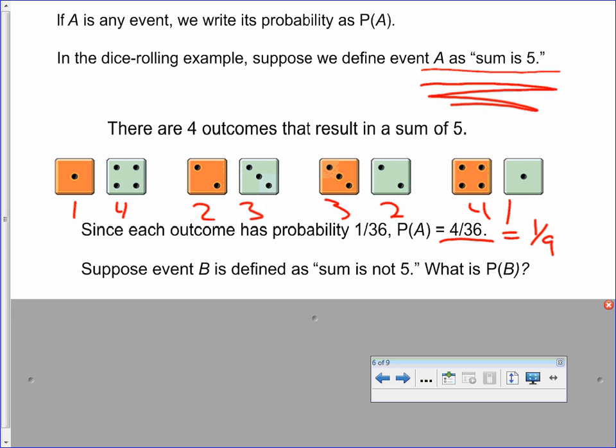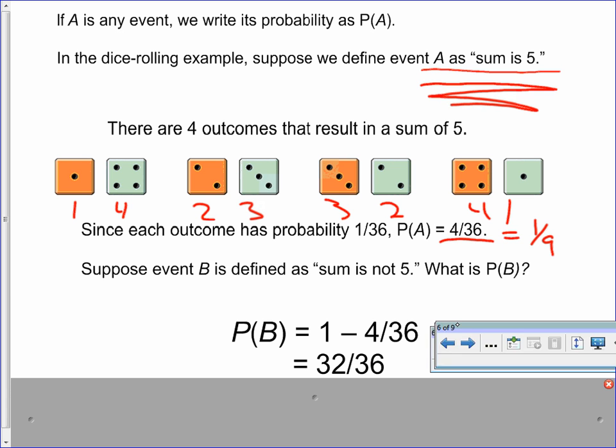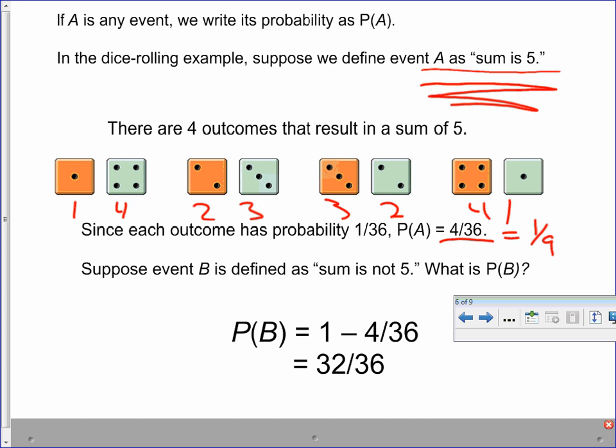So suppose the probability of event B is defined as the sum is not 5. So what is the probability of B? Well, remember that the probability of something happening and something not happening are always going to add up to 1. And this is a big deal, that something either happens or it doesn't, and so the sum will always be 1. So the probability of B would be 1 minus 436.